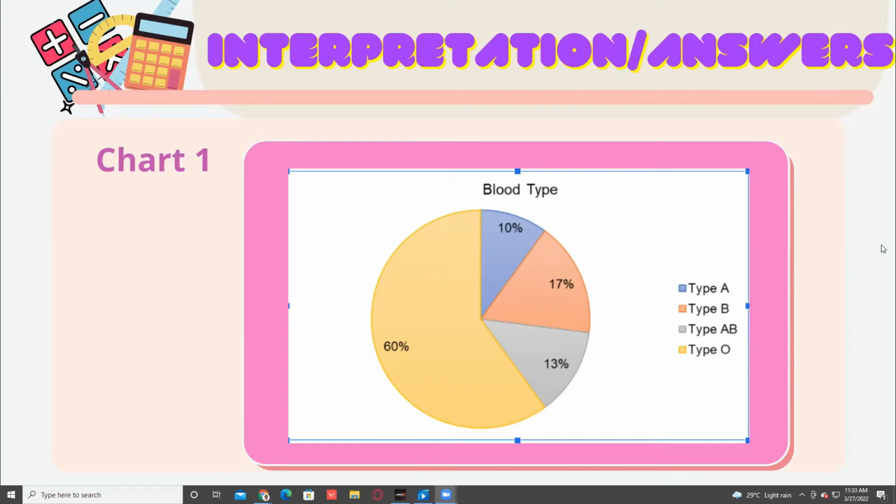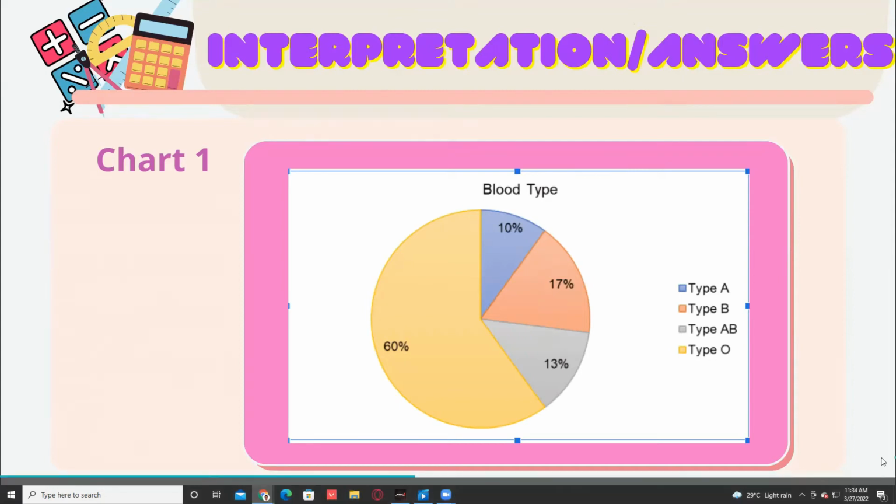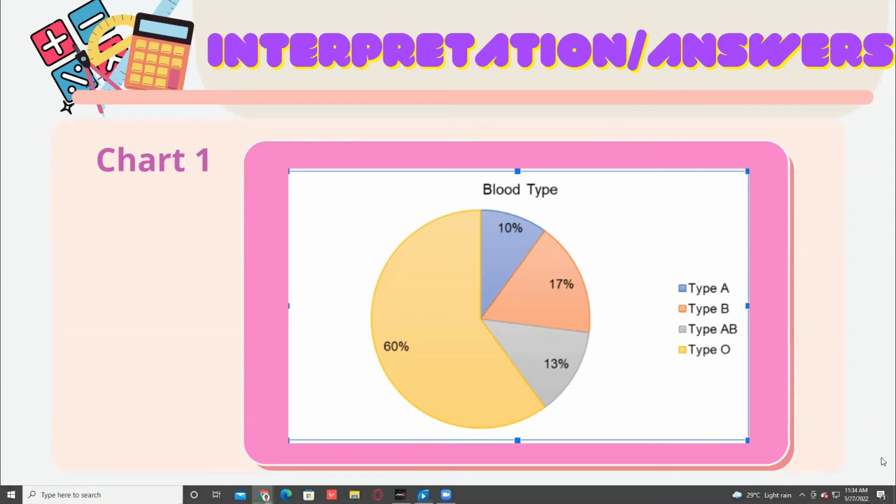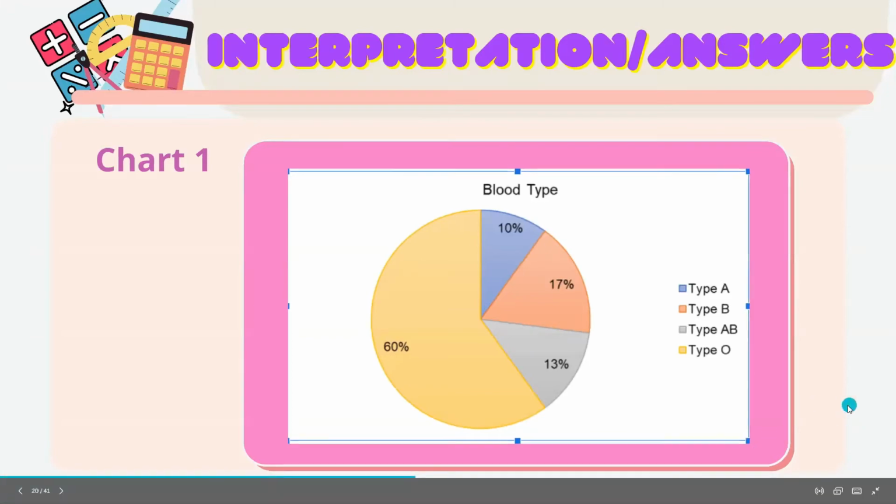This implies that most of the respondents have an O blood type, which has the highest percentage. However, there are 80 in total that do not have an O blood type, with a percentage of 40%. Next slide, please.